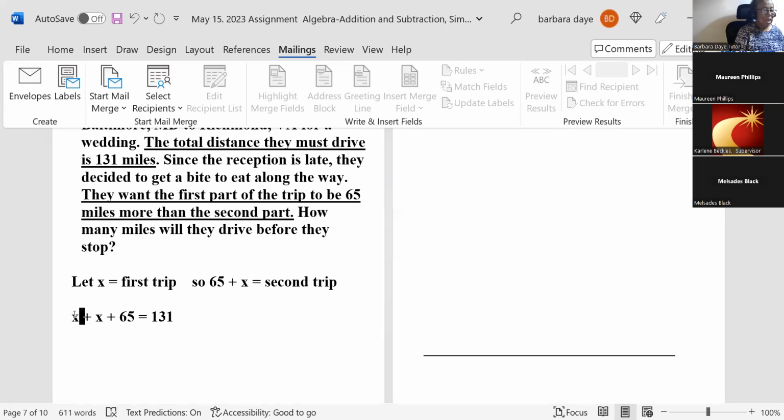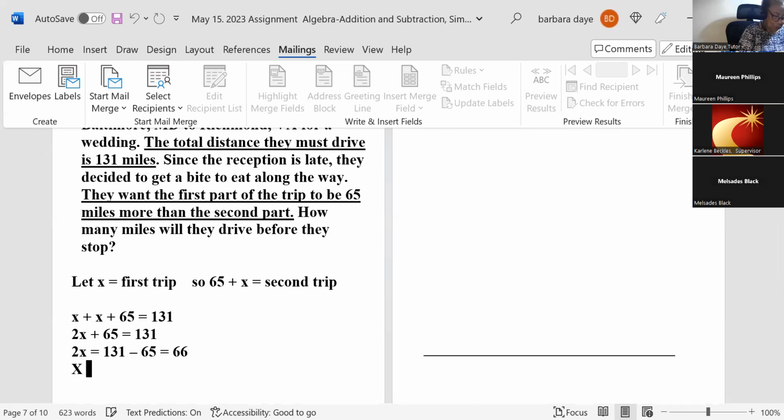What's X plus X? X plus X is 2X. This is adding the coefficients, right? Plus 65 equals 131. Now, 2X equals 131 minus 65, subtracting 65 from both sides. And what's that equal to? Well, 66. So X is 33, right? Yes.